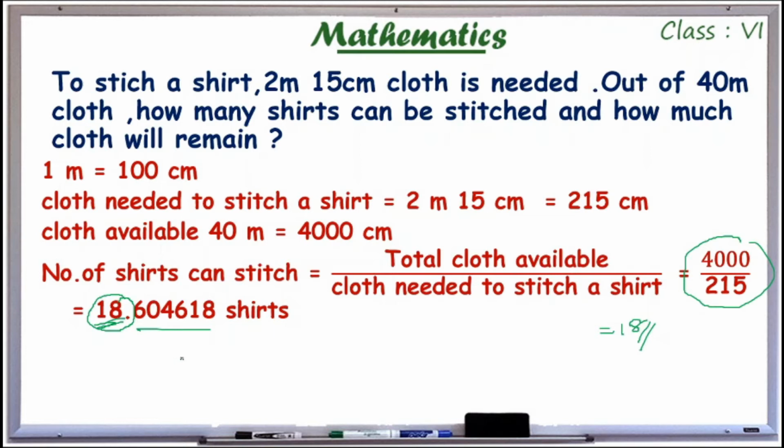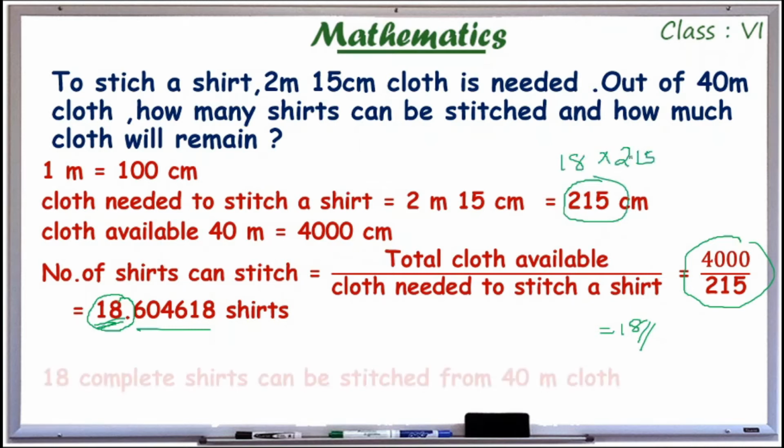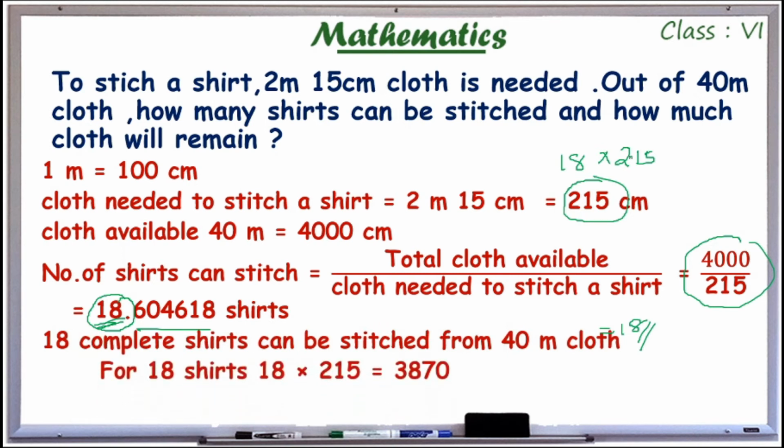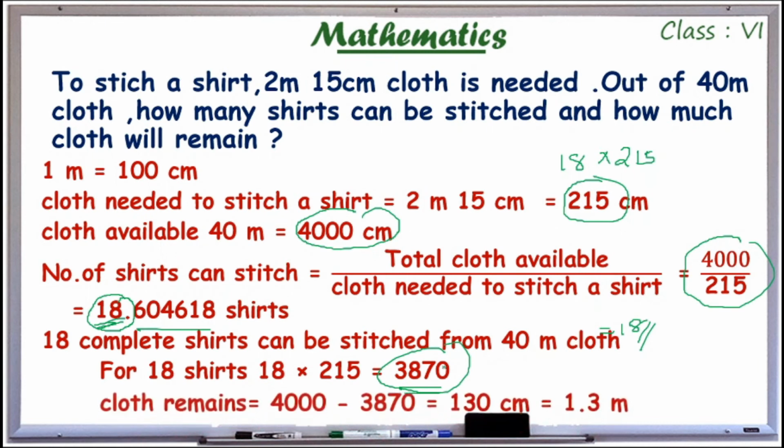So for one shirt we need 215 centimeter, and for 18 shirts we need 18 into 215. So 18 into 215 is equal to 3870. So we have 4000 centimeter. For 18 shirts we only need 3870. So the remaining cloth I get, just subtract 4000 minus 3870. I get 130 centimeter, which is equal to 1.3 meter.